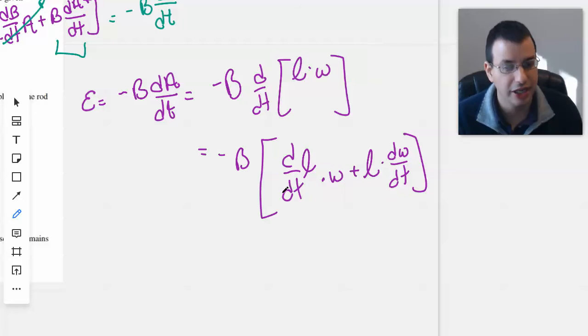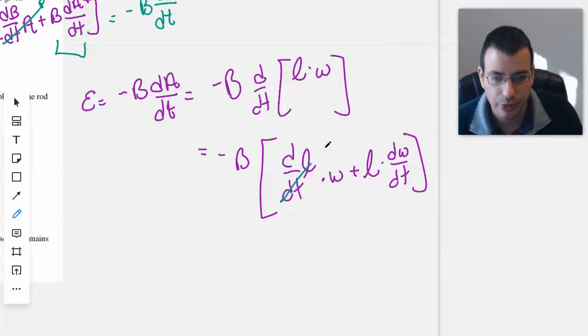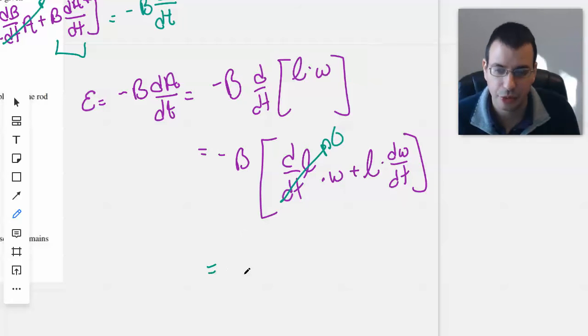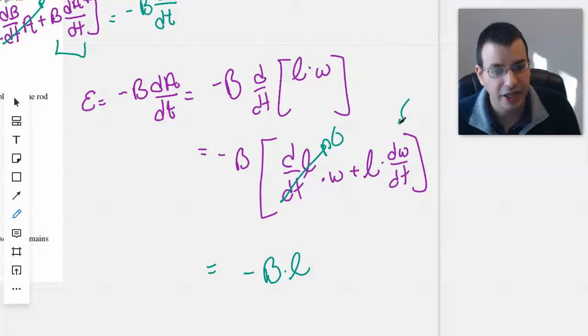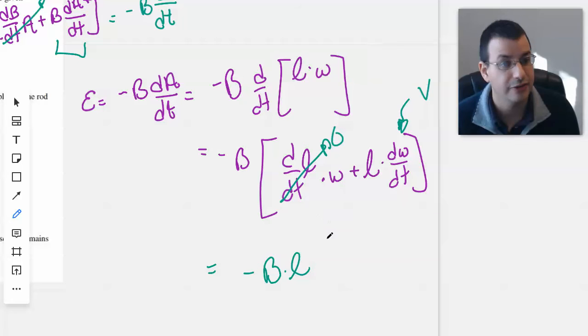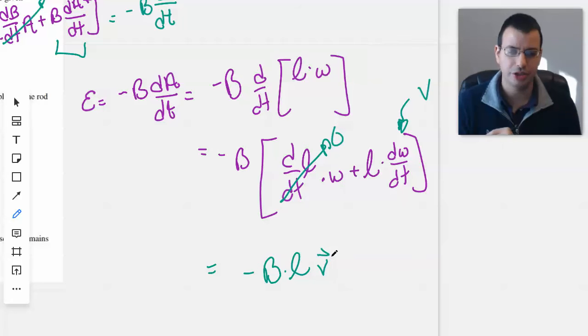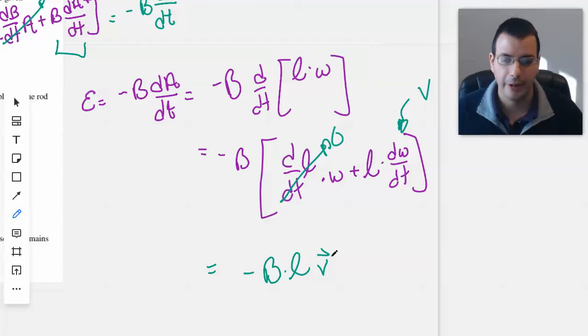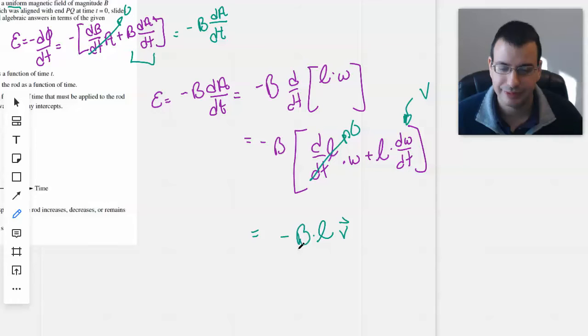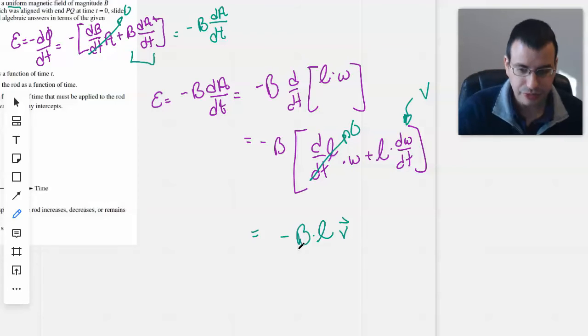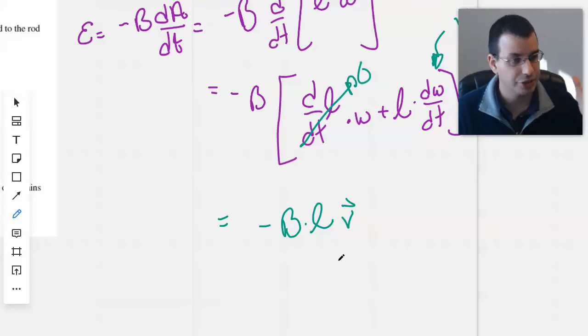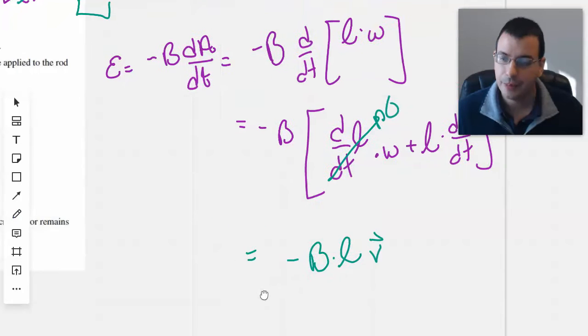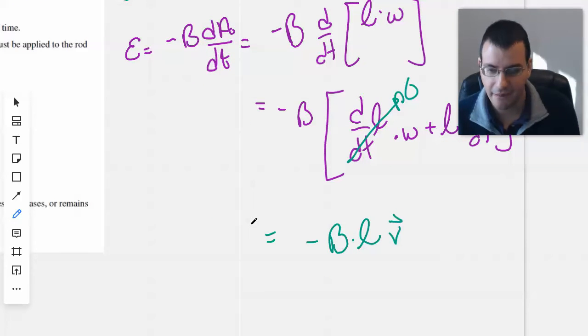So the change in length of the bar with respect to time will be 0. So this term will be 0. And we're left with negative B times L. And then the change in width with respect to time is actually v for velocity. So I'll draw a little arrow here, not really to show that it's a vector, but to show that it's not voltage. Yeah, it's an abusive notation, but it helps me keep it straight. And this is E.